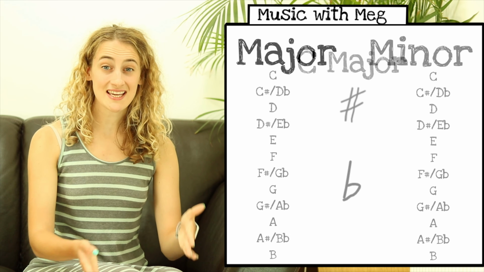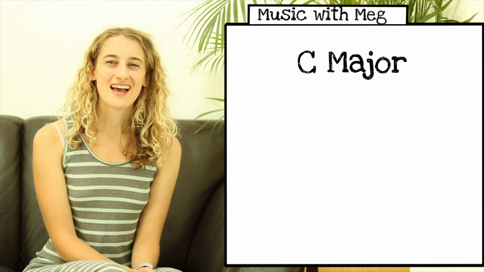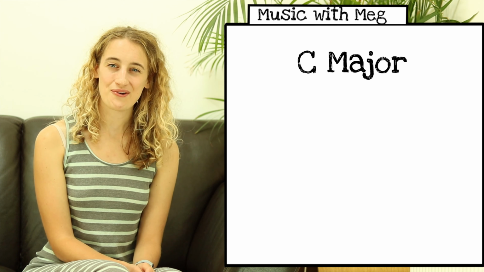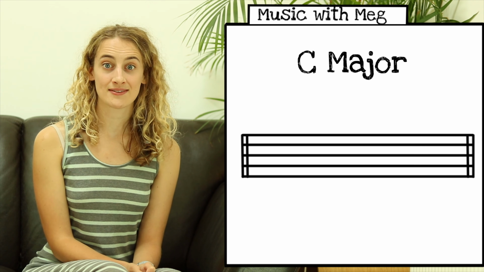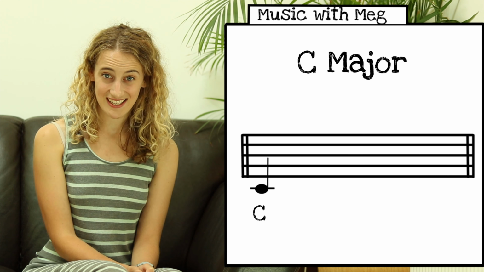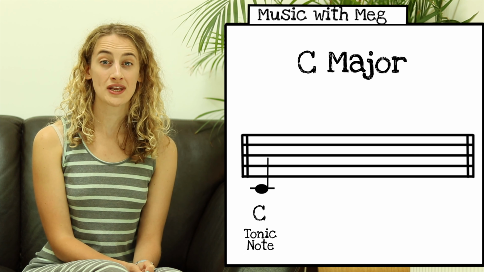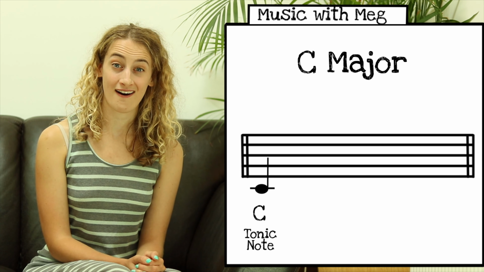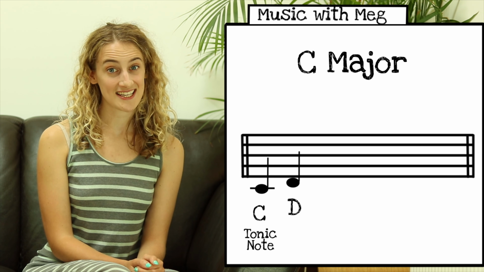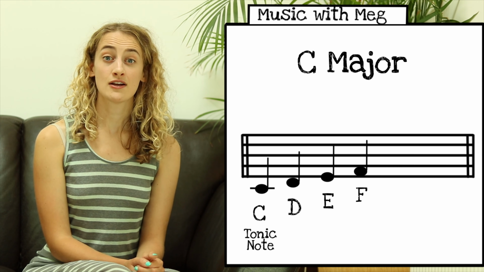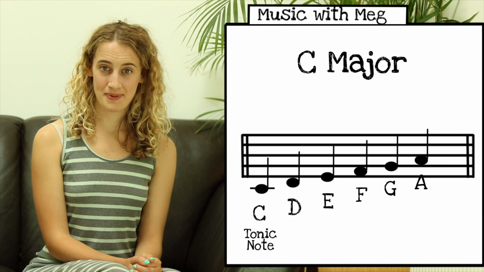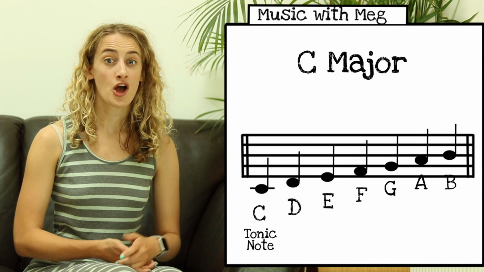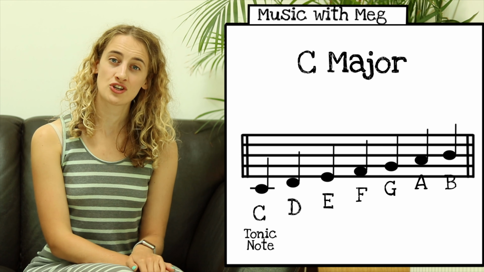Now let's look at C major, for example. C major has no sharps and no flats, and it begins on the note C. We call this the tonic note. So the notes in C major are C, D, E, F, G, A, and B. If you're writing a piece of music in C major, those are the notes that you want to choose from.